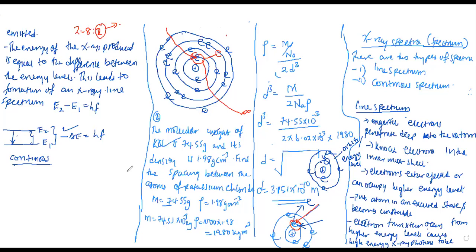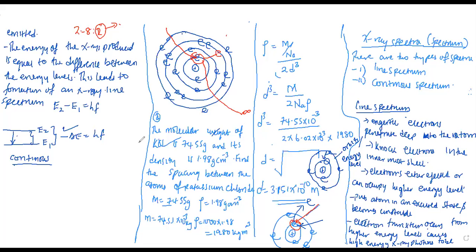Now, for continuous spectrum, it occurs as a result of multiple collisions of the electrons with the target atoms. What does that mean? That as these electrons are coming from the cathode and they are striking the anode, which is made up of atoms of that metal, they are colliding with the target atoms.